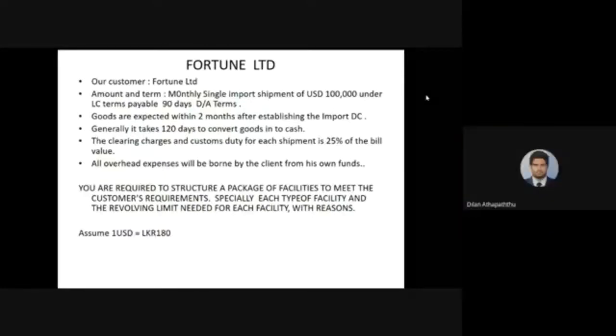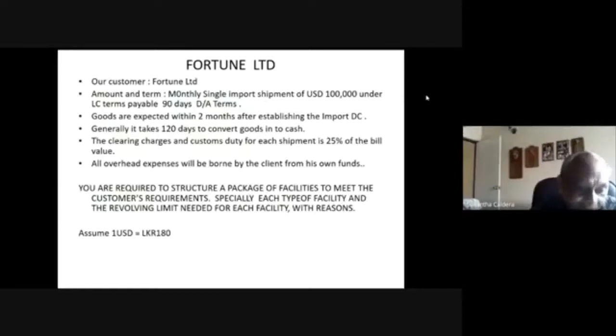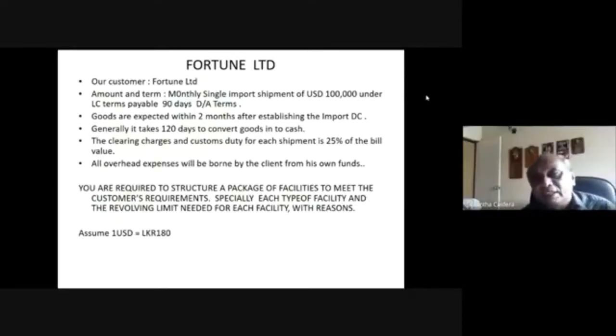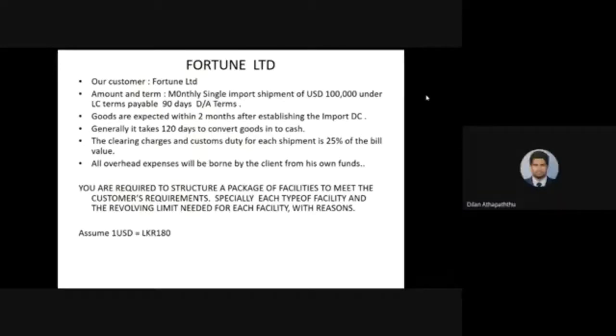Sir, can you please explain again how that 200,000 LC liability is coming? LC liability 200,000 comes. LC amount is how much? Now you have to answer me. When I'm asking questions, you have to answer me. LC amount is 100,000.